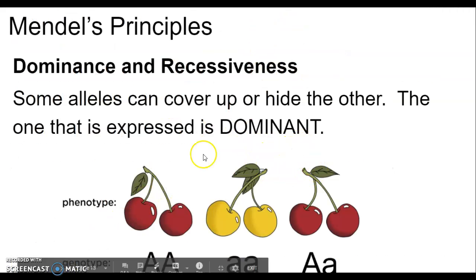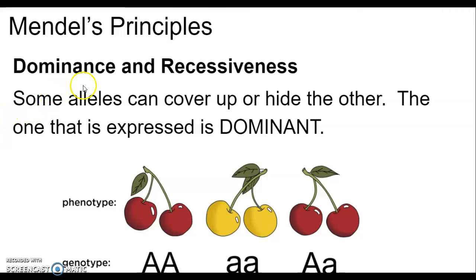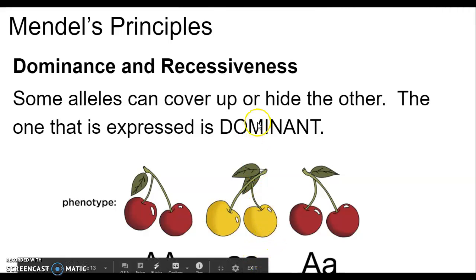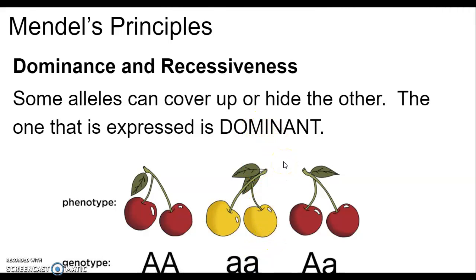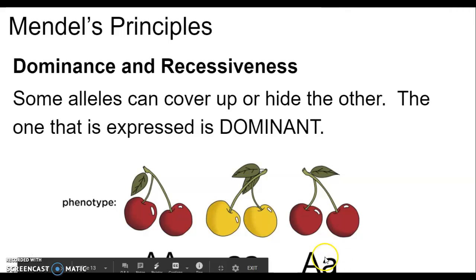So as we wrap up for today, what I want to leave you with is Mendel's principles that some alleles can cover up or hide others, and the one that's expressed is dominant. So if you look at these cherries, the phenotype of this cherry is big A, or homozygous dominant. The yellow cherries, it's a recessive trait, and so that is little a. It's shown as homozygous recessive. Now, there could be a hybrid or a heterozygous, but this recessive allele is going to be hidden by the dominant allele.